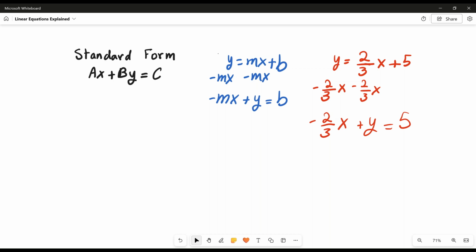However, I could change this and still have the standard form true. So let me show you how. I can change my -2 over 3 to be positive 2 over 3. And the way to do this is you divide the entire equation by -1. Now, -5 is not my y-intercept, but the standard form is still true, where I have my x and I have my y on one side.